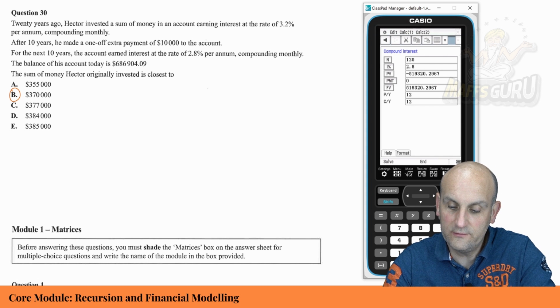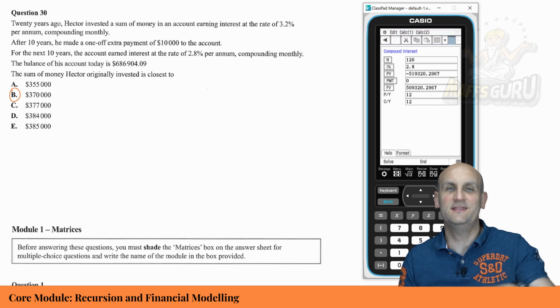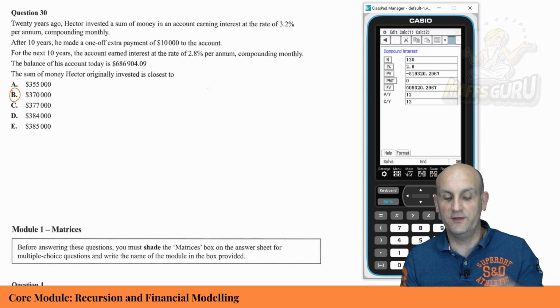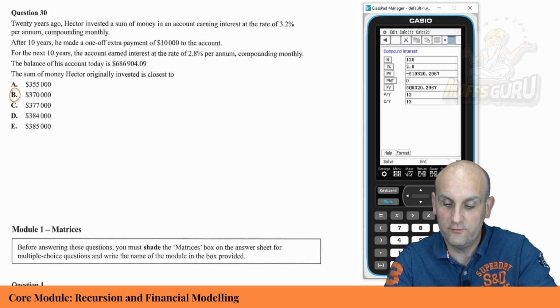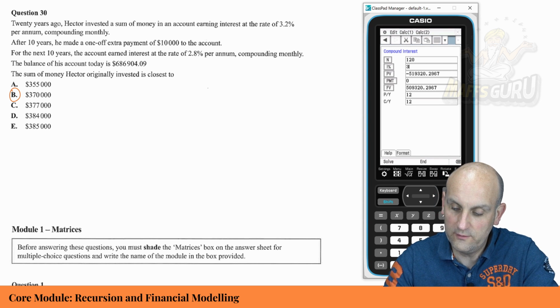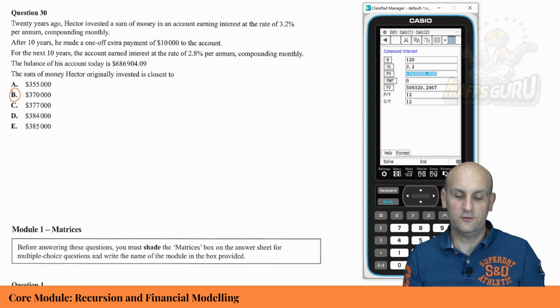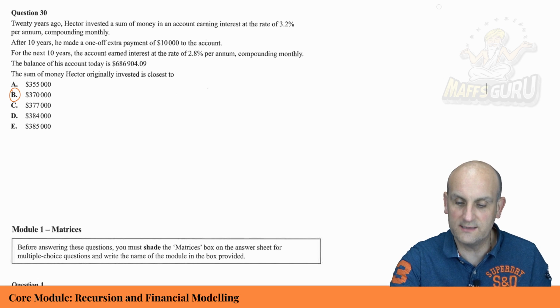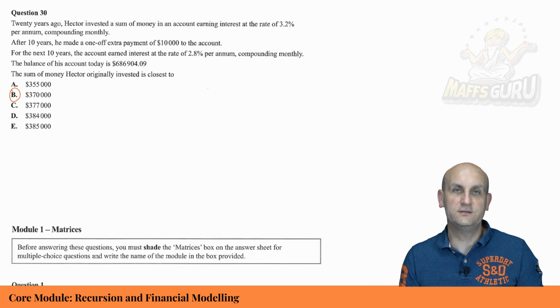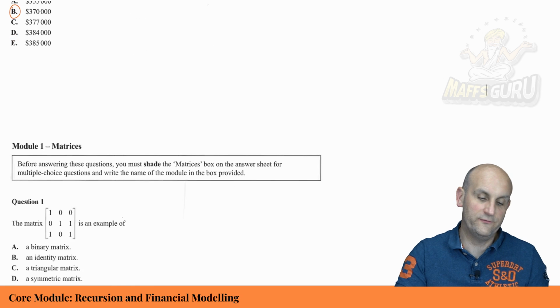But I have to knock off $10,000. Because he added that $10,000 between the change of conditions. So actually, after the first 10 years, he only had 509,000. The interest rate worked out to be 3.2. And again, if I change my principal value, it gives me $370,000. And there we go. That's a pretty funky question. I've never really seen them done that way before.